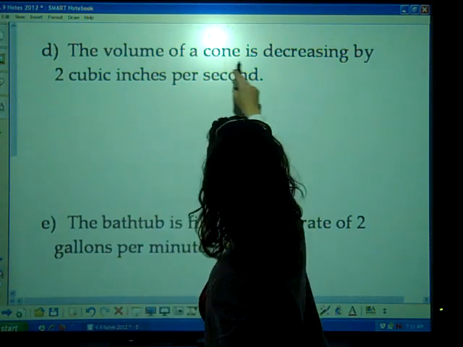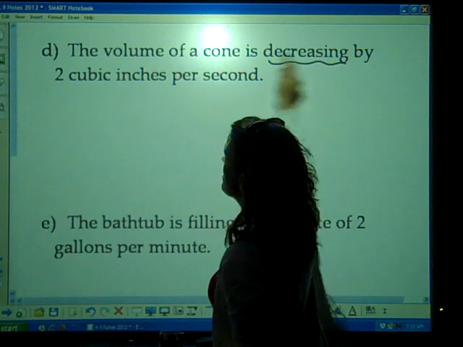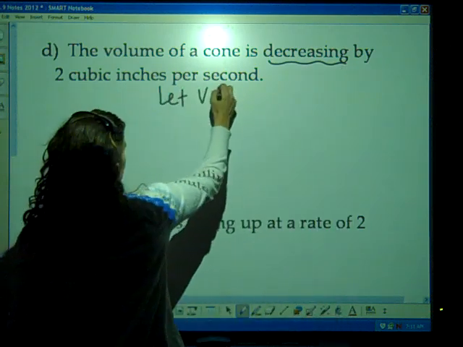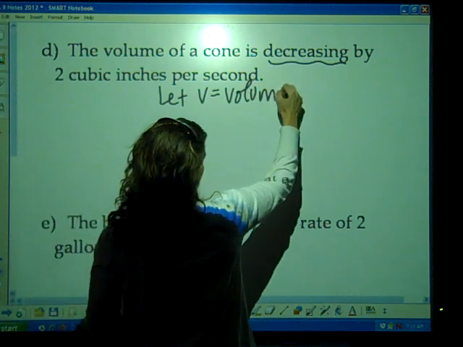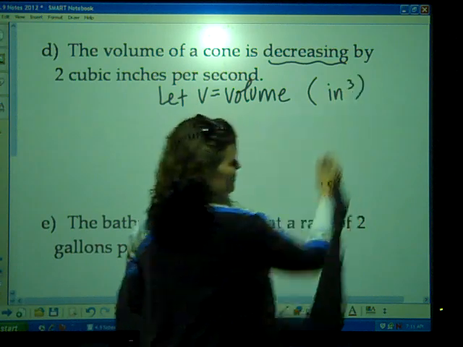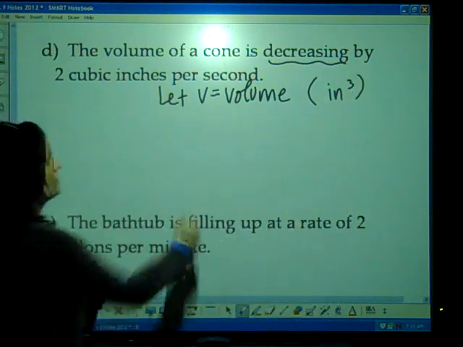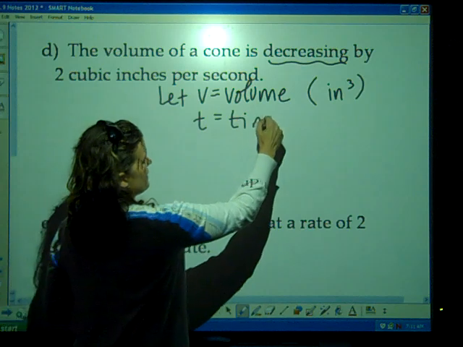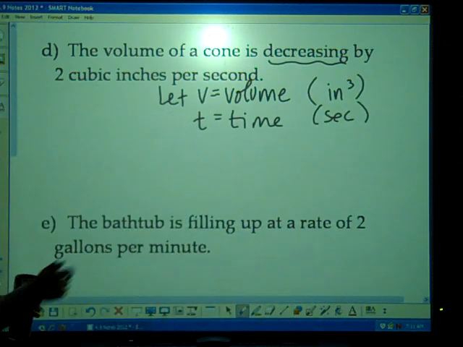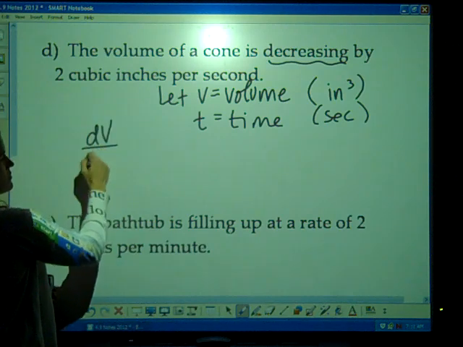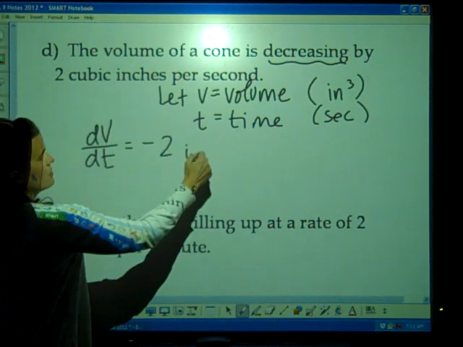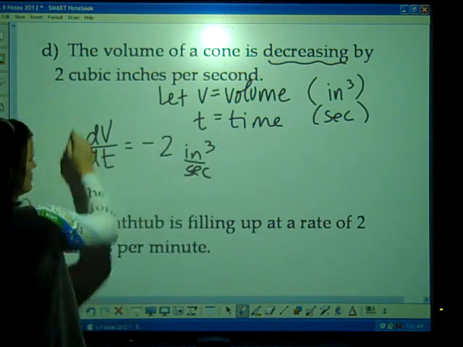So letter D: the volume of a cone is decreasing, keyword, by 2 cubic inches per second. Obviously here what's varying is the volume. Pretty popular to have a volume problem, and that was in terms of cubic inches, so inches cubed. And our t is in terms of seconds this time. So if the volume of the cone is decreasing, we know the rate of change needs to be negative. So our derivative, dV dt, will equal negative 2 inches cubed per second.